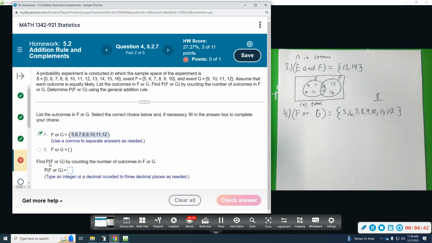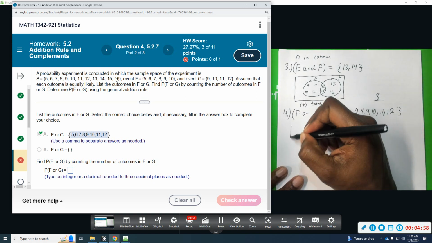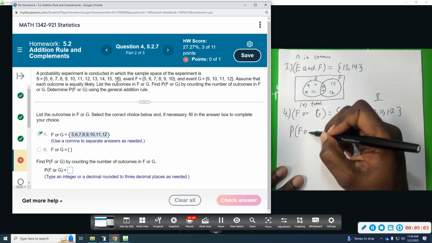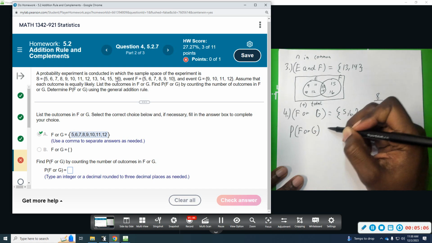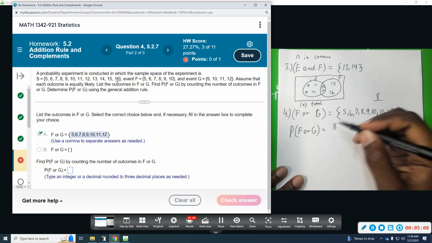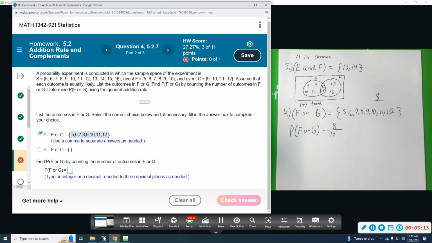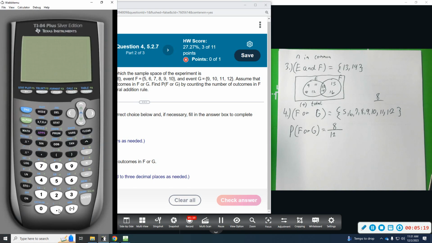Okay. Then we want to find the probability. We're going to type an integer or decimal rounded to 3 decimal places. So how many do we have total in the sample space? 1, 2, 3, 4, 5, 6, 7, 8, 9, 10, 11, 12. So we have 12 elements. So when you see that P out front, that P indicates we want a probability. So the probability of F or G is 8, which we counted here, and then there's 12 total. And we can reduce that to 2/3, but since the computer is asking us to round to decimal place, 2/3 should be 0.6 repeating.